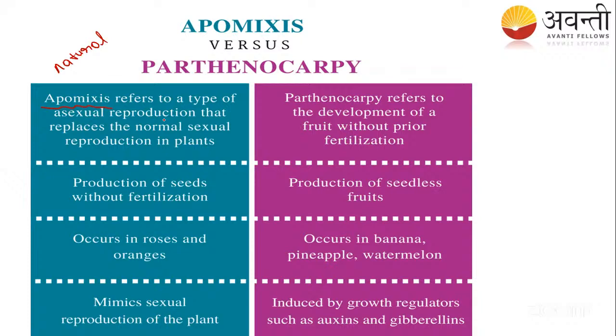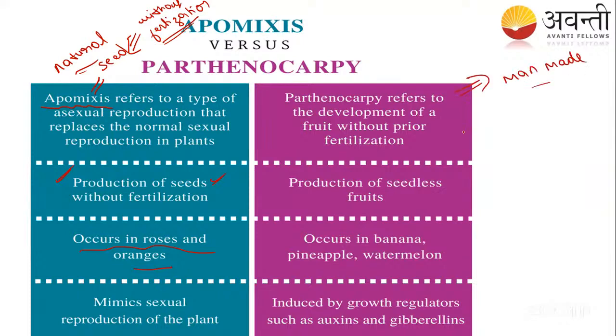What is happening is that the seed is going to be developed. Apomixis is related to the seed. The formation of the seed without fertilization or meiosis, right? The formation of the seed without fertilization, that is called apomixis. It occurs in roses and oranges. Just remember this: production of seed without fertilization. But parthenocarpy is man-made. We have to do this man-made.